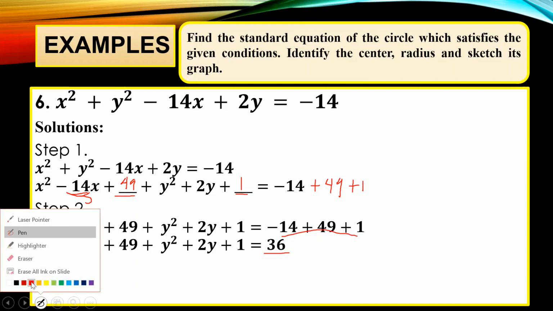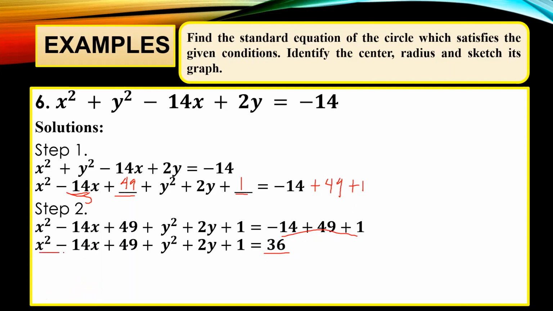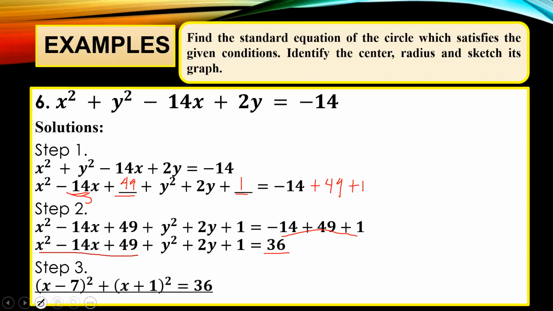So next, we will factor this. What will be the factor? For this one, the factor will be x minus 7 squared. This is the factor of x squared minus 14x plus 49. If you want to verify, try to multiply x minus 7 times x minus 7. The result will be x squared minus 14x plus 49.